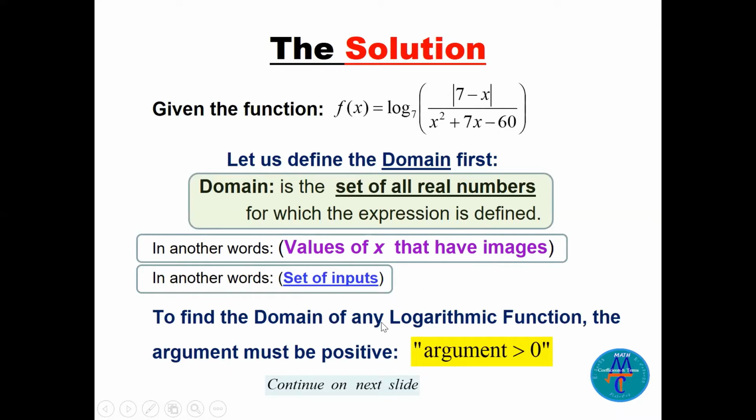Now, to find the domain of any logarithmic function like this one here, we must take the argument. This is the argument here. All of this in the bracket is the argument, regardless of the base. The base can be 7 or 8 or 9 or 10 or half. The base should be positive and not equal to 1, not negative for sure. So the argument should be greater than 0.